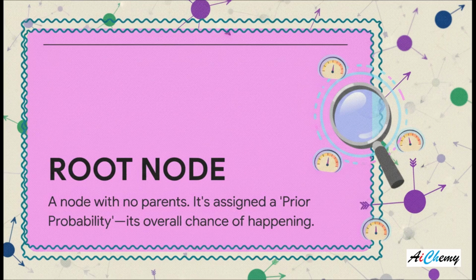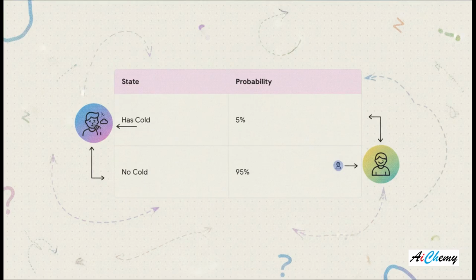And we start with the nodes that are at the top of the chain, the ones with no arrows pointing at them. We call these root nodes. And for these, we just give them a prior probability. It's just a fancy way of saying its general baseline chance of happening out in the world. So for our cold example, let's just say that on any given day, there's about a 5% chance that any random person has a cold. That's it. That's our prior probability. It's our starting point for everything else.